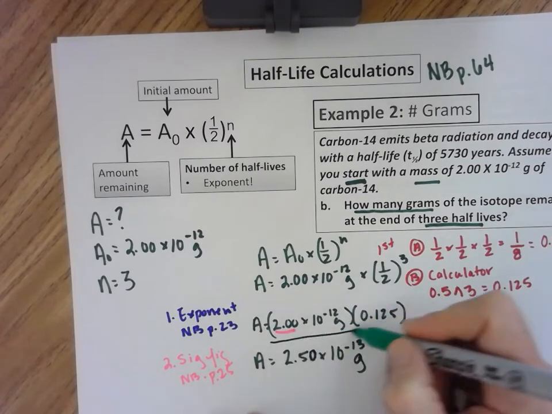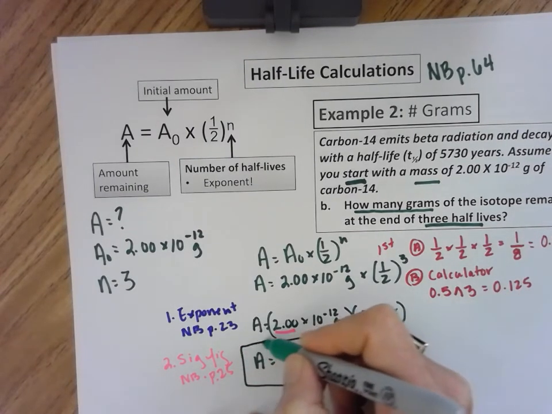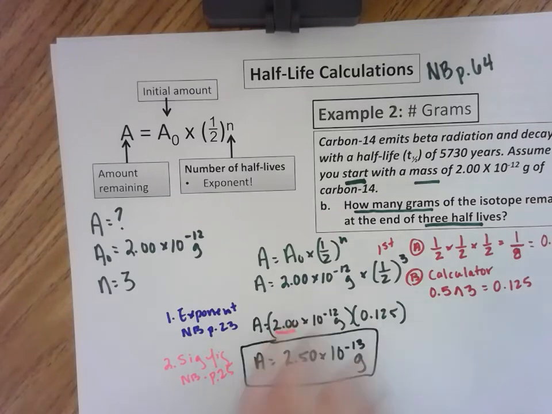So if we have carbon 14 and we start with 2 times 10 to the negative 12 grams, after 3 half-lives, which we found out earlier would be like 17,000 years, you would be left with 2.5 times 10 to the negative 13 grams.